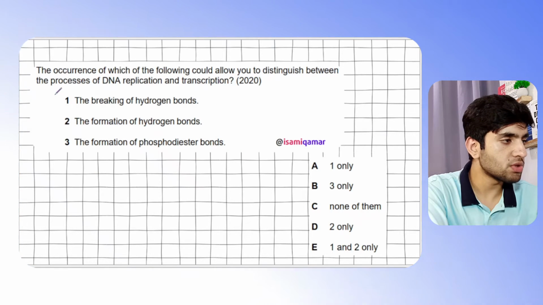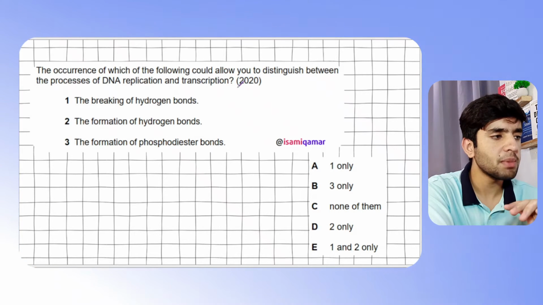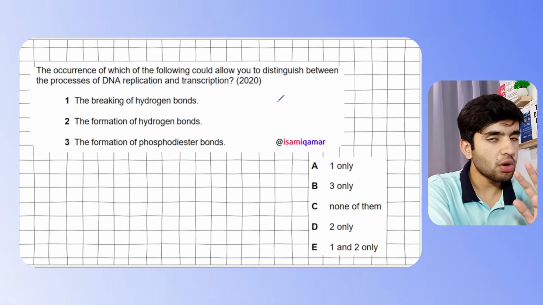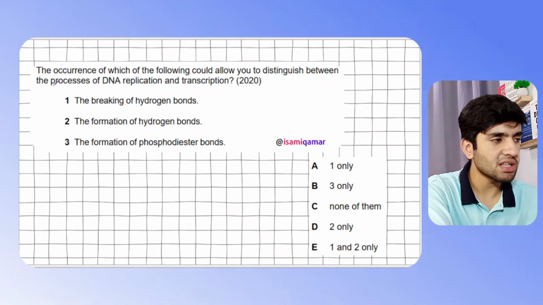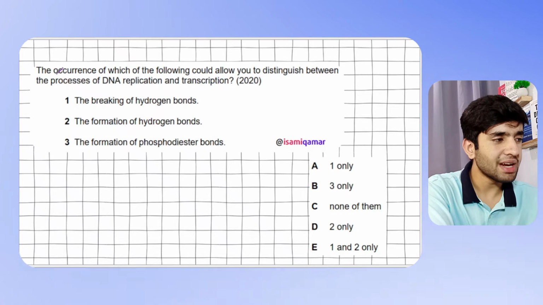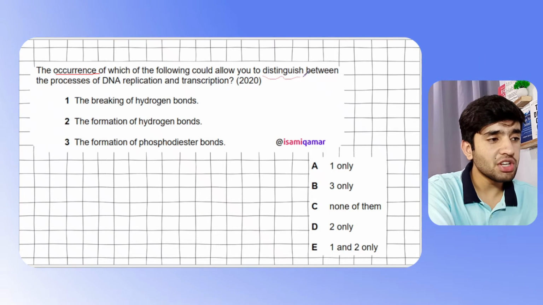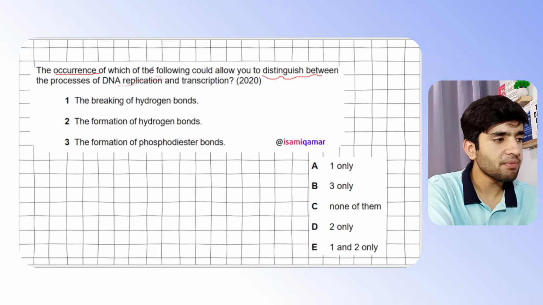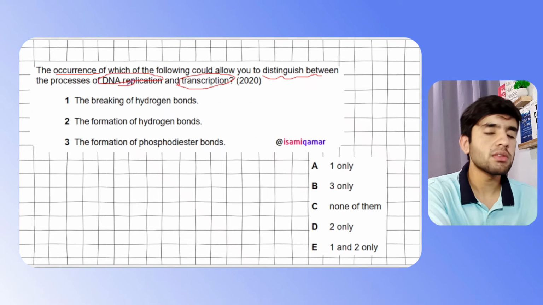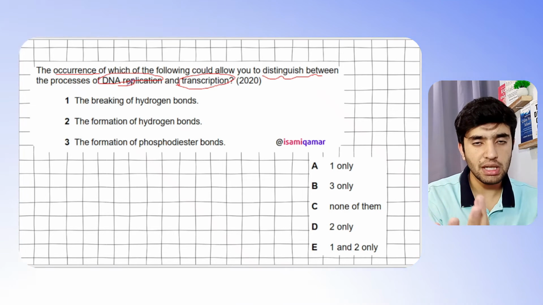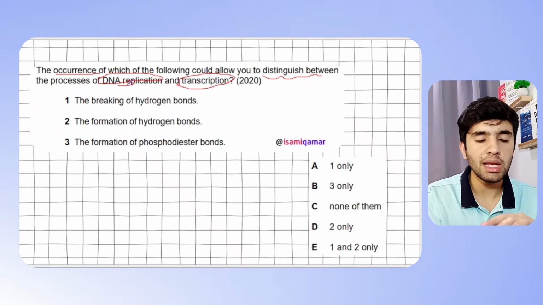Now this question asks: the occurrence of which of the following could allow you to distinguish between the processes of DNA replication and transcription. First of all, you must know what question the examiner is literally asking. You need to differentiate between these two things, DNA replication and transcription. DNA replication forms an exact replica of DNA. In transcription, messenger RNA forms from DNA.